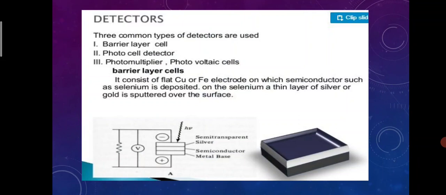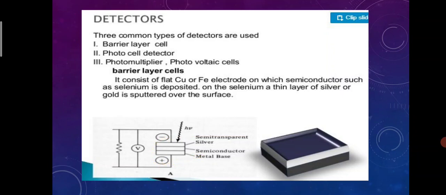It consists of a flat copper and ferric electrode on which a semiconductor such as selenium is deposited. On the selenium, a thin layer of silver or gold is spotted over the surface. Here we see that this is a barrier layer cell, with the semi-transparent silver, semiconductor and metal base. These are the three layers in a barrier layer cell.